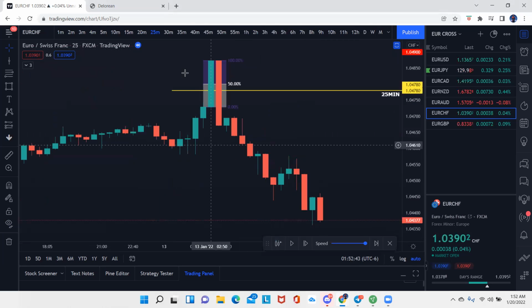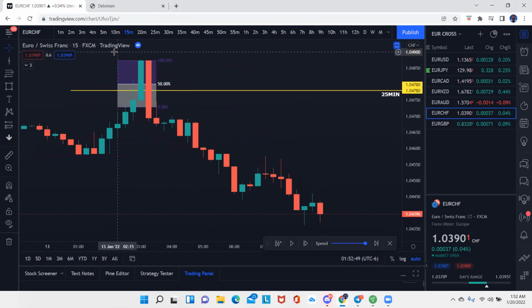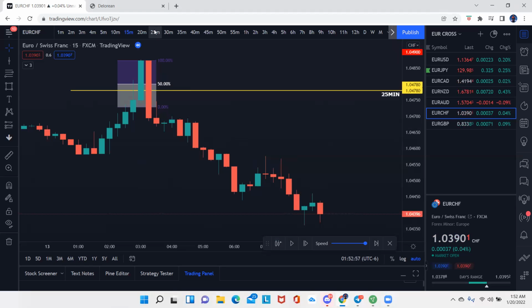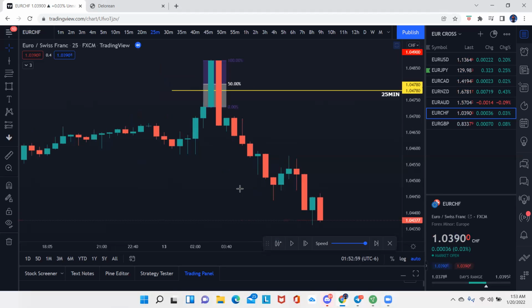Look, 1 hour, 25 minute. If you were not utilizing the 25 minute, you would have never found this candle. Let me show you. 15 minute. Nah, I take that back, you would have found it on the 15. But it looks the best on the 25. The 15 looks good enough to trade off of, but it looks the best on the 25. This is what I'm talking about. These are the random time frames that the average person does not utilize, but you can find some of the best looking candles.